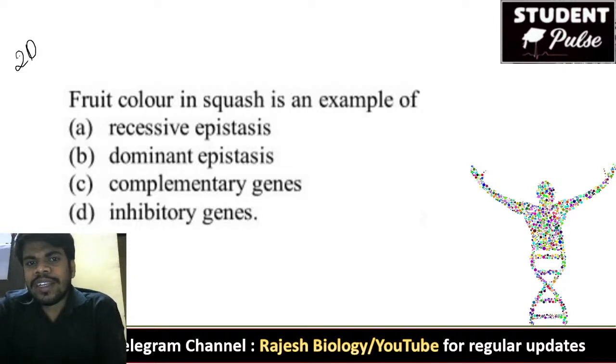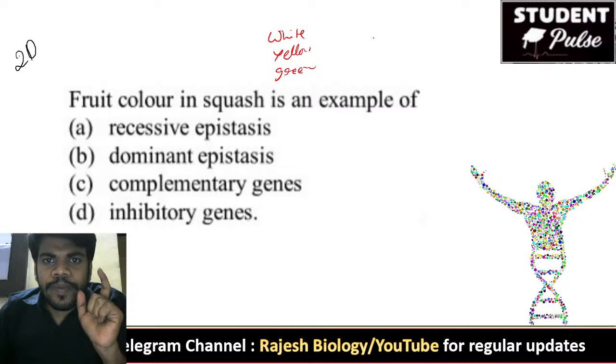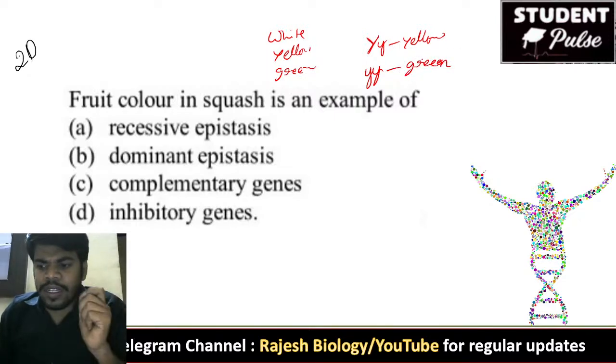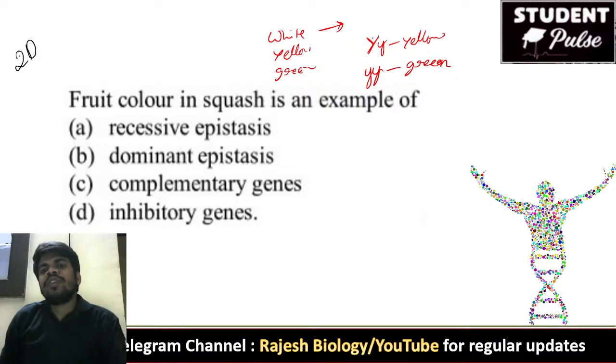Fruit color in squash is an example of, squash fruit colors. Three types of colors are there: white, yellow, and green. There is only one gene. If it is dominant, that gives the yellow. If both are recessive, that gives green color. Just like Mendel's crosses, Mendel's seed color, squash fruit is also like that. But sometimes a white color fruit appears. In which conditions?